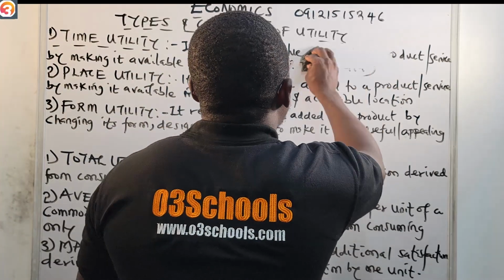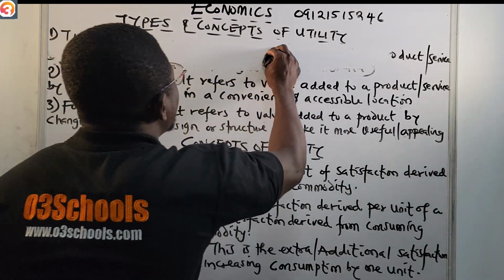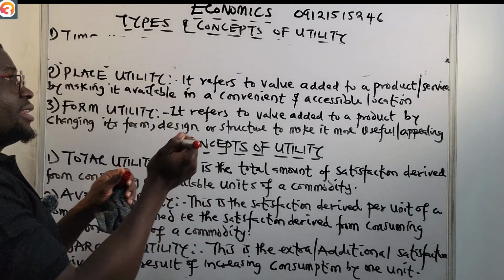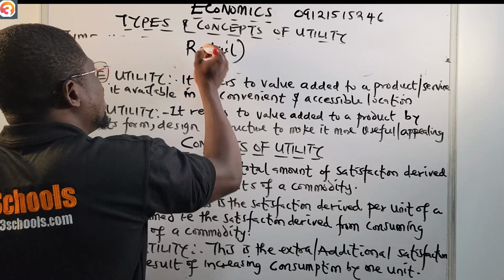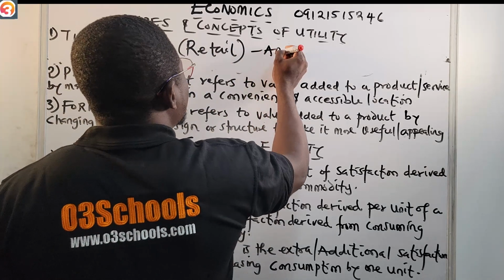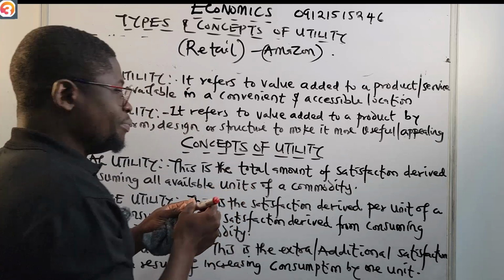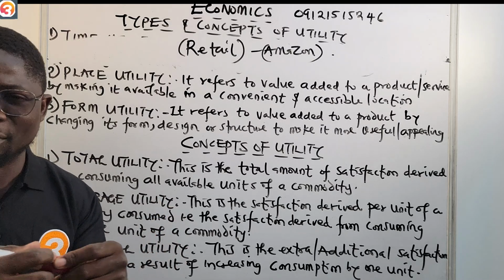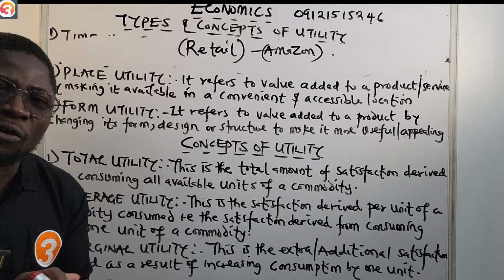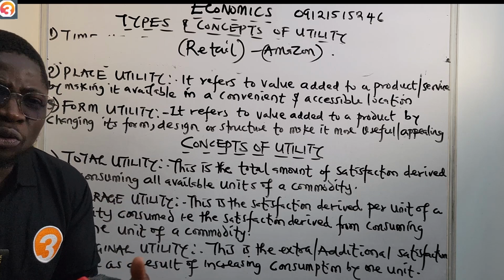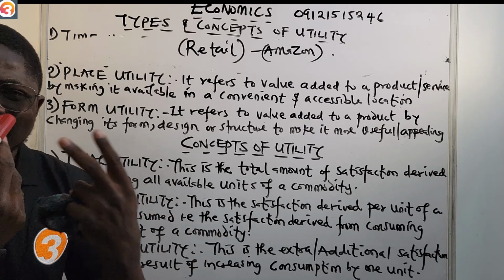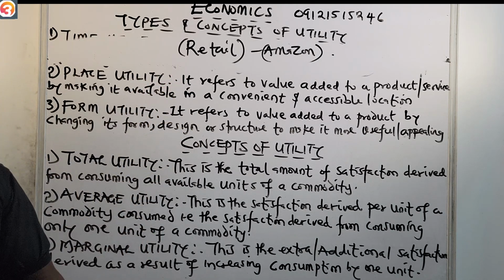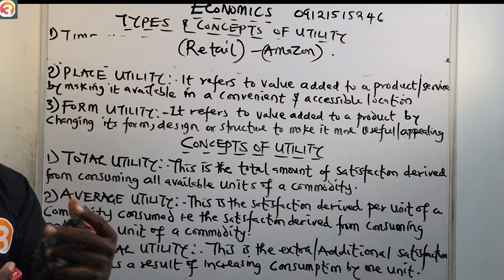Also, aside from the umbrella, even in our industries, for example, in our retail industry, for example Amazon, they try to operate 24 hours, so that anytime you need a particular good or a particular service, you just order from Amazon, and they deliver it to you either that same day or the next day. So the retail industry is an example of an industry that has time utility. For example, Amazon.